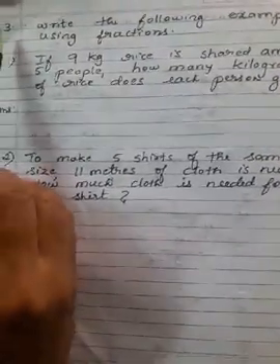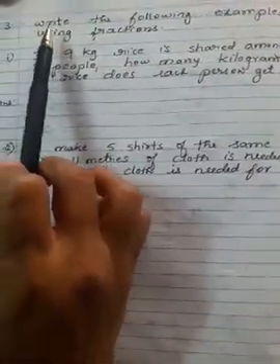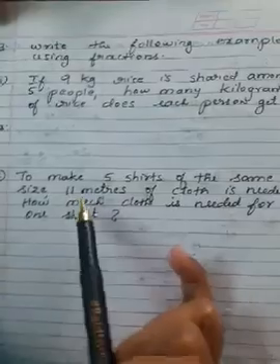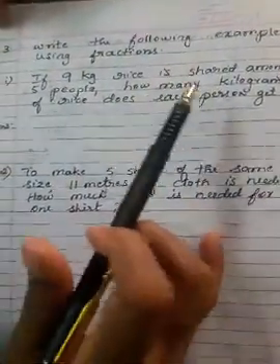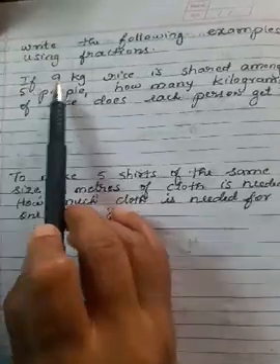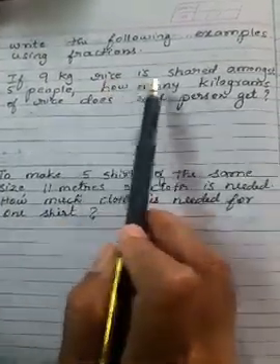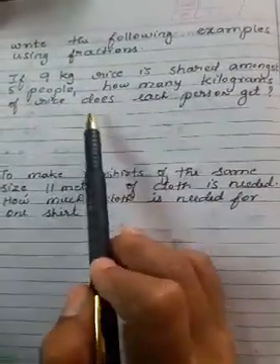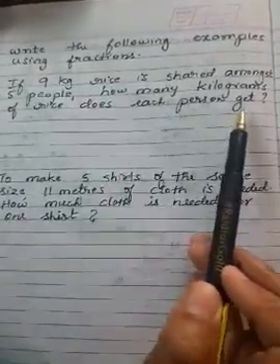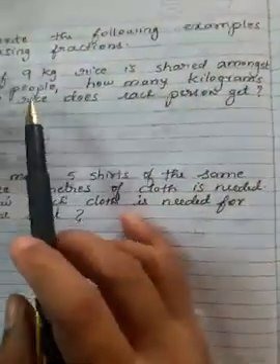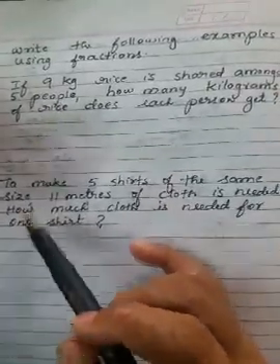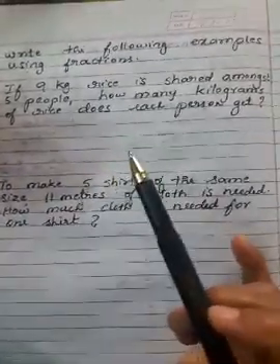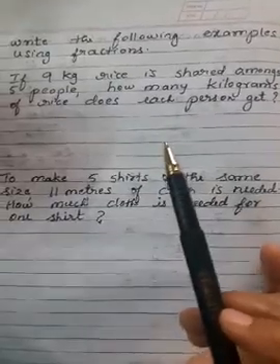Now let's go to question number 3. So what is given here? Write the following examples using fractions. So examples are given. You should write the given examples using fractions. The first question is, if 9 kg rice is shared amongst 5 people, how many kilograms of rice does each person get? So here in this question, what is given? The 9 kg of rice is distributed equally among 5 people. Correct? So you should find out how many kilograms of rice does each person get.